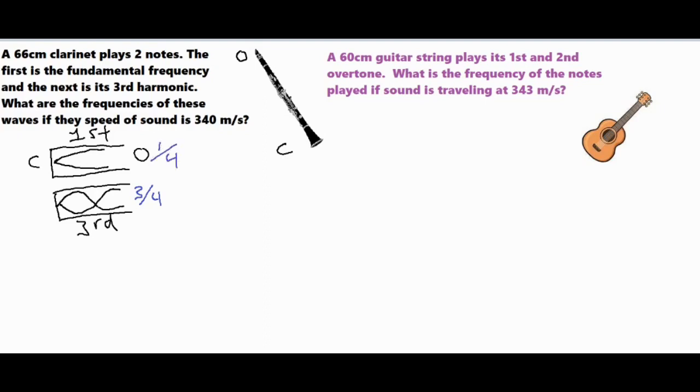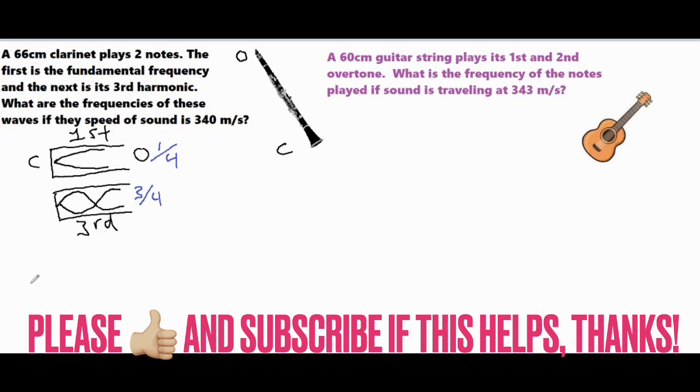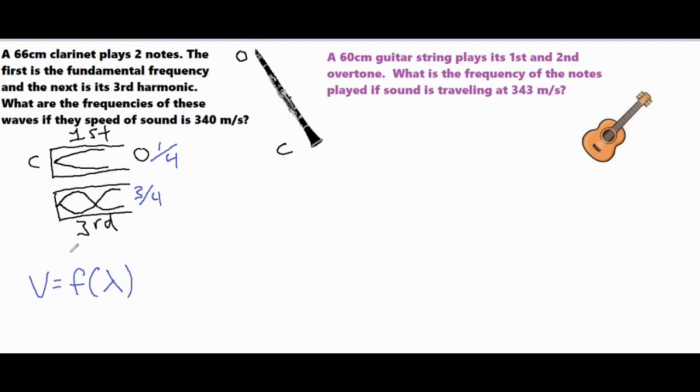Now, eventually we want to get to the point where we can use the formula velocity equals frequency times wavelength, and we are looking for the frequency, and we're already good with the velocity because we know it's 340 from the original question. So all we really need to find is the wavelength, and the wavelength for a tube that's closed on one end and open on the other is 4 times the length of the tube divided by n, which is the harmonic number. Now, in the problem, it says 66 centimeter clarinet, but we want to make sure we convert that and divide it by 100 and make that 0.66 meters.